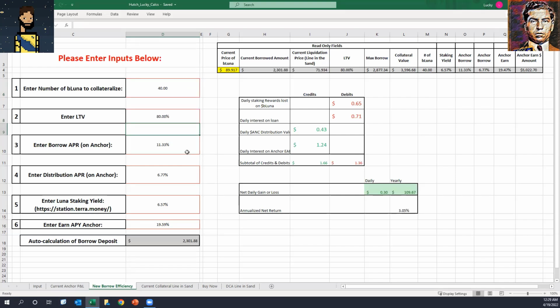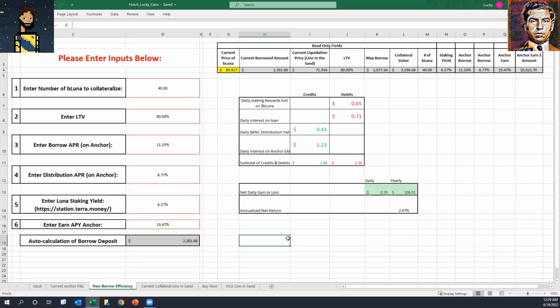Yep. And so these all are good numbers. But we left this dynamic so you can also test, like, what happens if the borrow rate goes up? What happens if the ink subsidy goes down? And so we left this dynamic. It doesn't fill in from the other one, so you can test and measure it. And we're assuming that anchor earn is not 19.59, it's 19.47. Sometimes it does go up. All right. So it auto calculates.